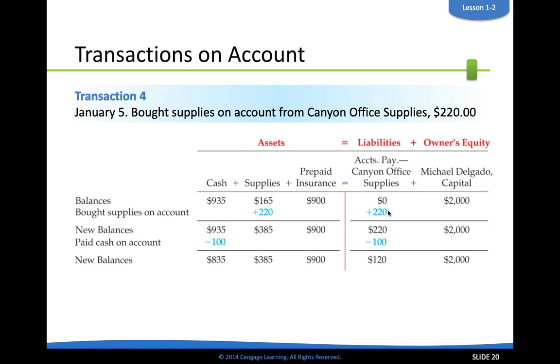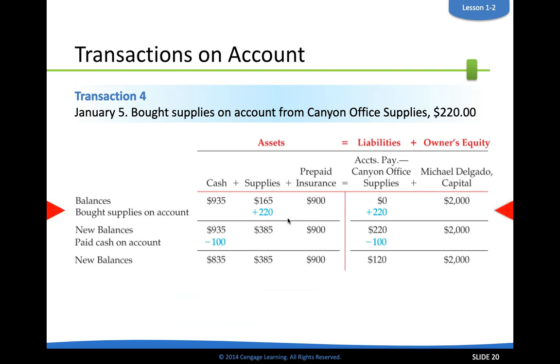Now we're going to be on the other side of the equation. So in equating, recording needs to happen here, and this is an accounts payable liability account, which means that they have $220 more of supplies here, but they also owe Canyon Office Supplies $220. So we're going to tally that up there. Now we're looking at the balances. If we add all of these up plus all of these, they're going to be in balance. They're going to be equal.